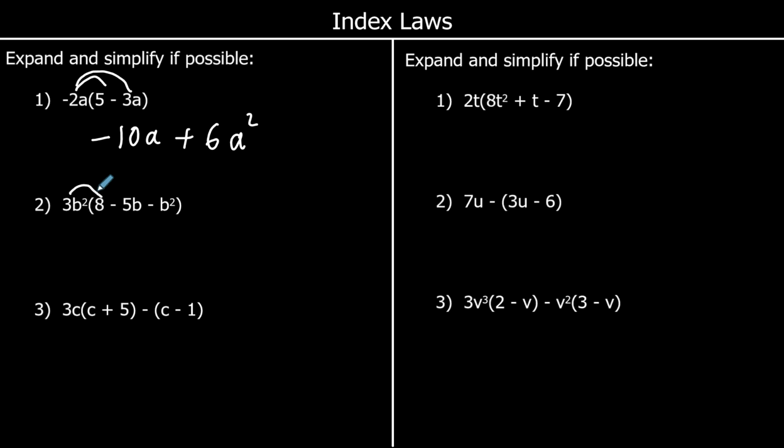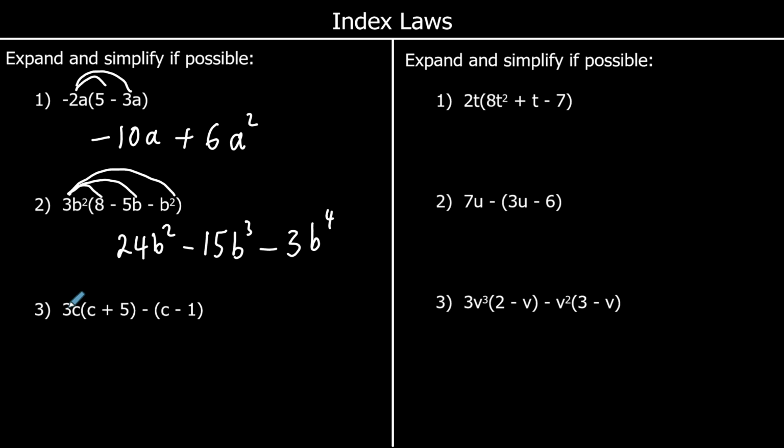Question 2. So again, we're getting rid of the bracket. It's going to be times the thing on the outside by all of the things inside. 3b squared times 8, 3 eights are 24. That's 24b squared. Got a positive times negative. 3 5's are 15. And b squared times b is b cubed. Positive times a negative. 3 1's are 3. B squared times b squared, b to the power of 4.